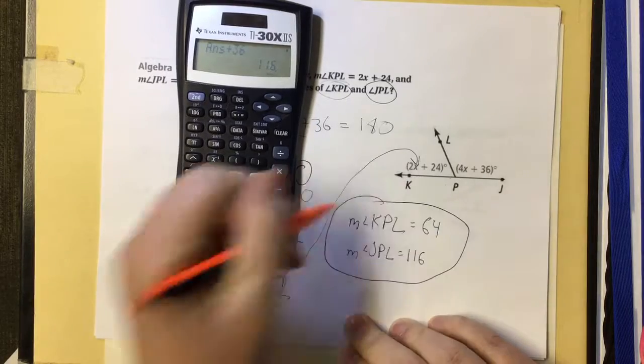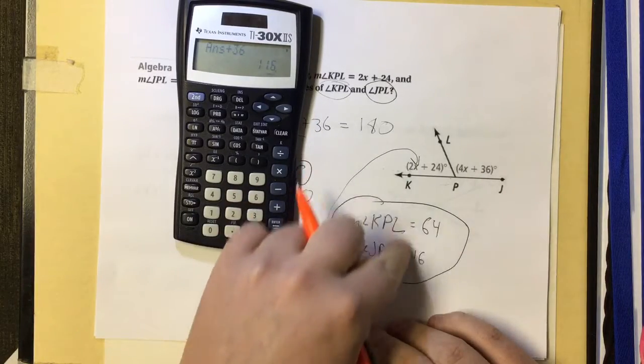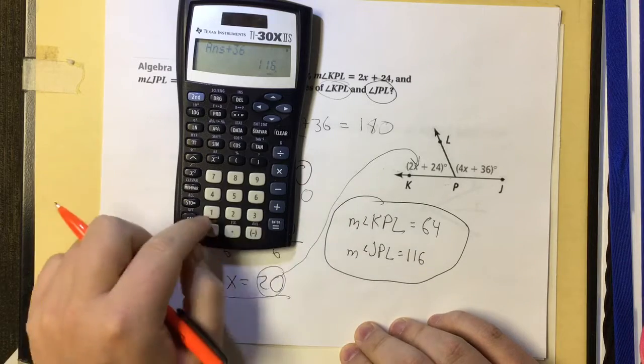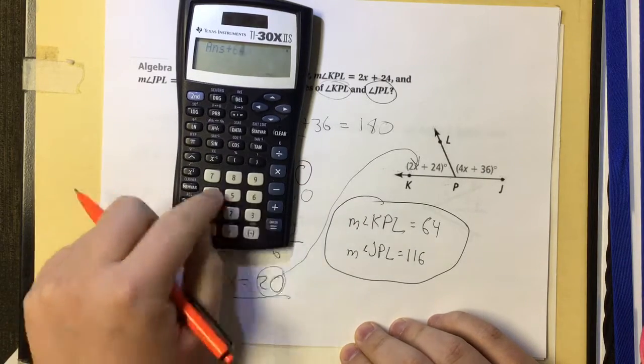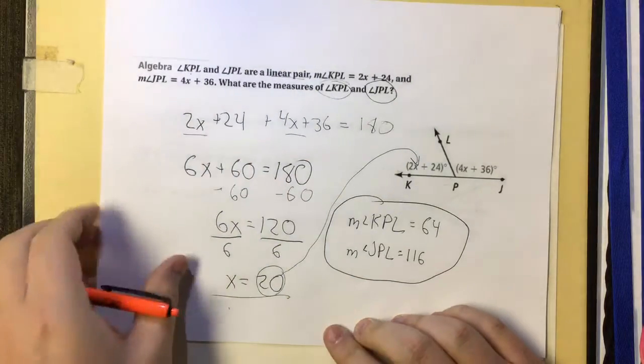So there's my answers. If I want to check to see if those make sense, I can add them together and they better equal 180. So 116 plus 64 is 180. So I feel pretty good about that answer.